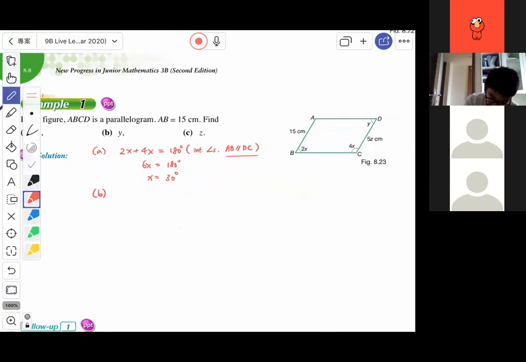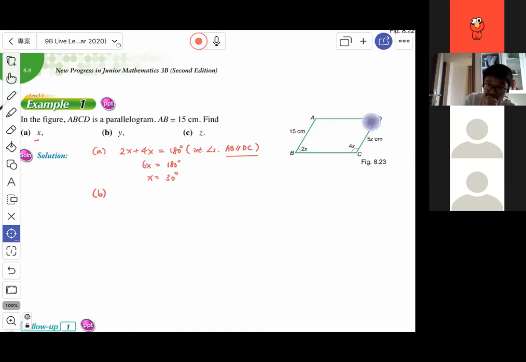Okay, and then for part B, I want to find y, and this time I can use a new reason instead of interior angles. I want you to use the new reason that we just learned. We can know that y should be equal to which angle? 2x. Yeah, equal to 2x. So I can write y equals 2x, which is opposite angles of parallelogram.